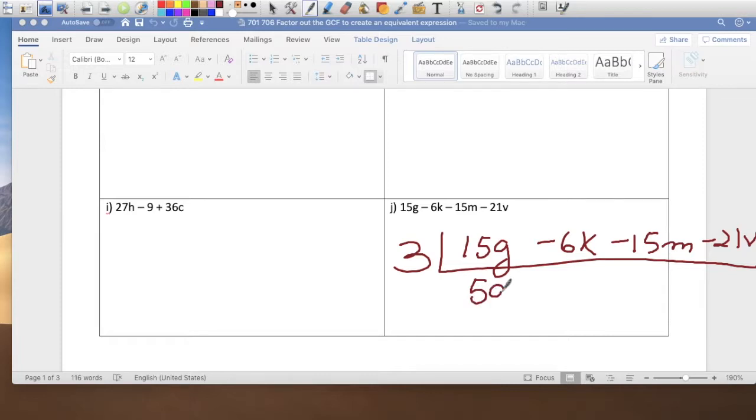That would be 5g. 3 goes into 6 2 times. 3 goes into 15 5m times. And 3 goes into 21 7 times. And that's it, because there's nothing else. So my final answer is this.